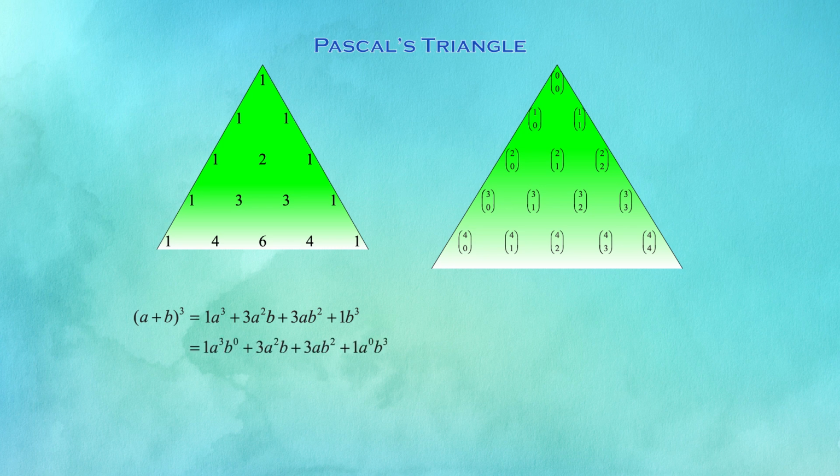1a cubed times b to the 0 plus 3a squared b plus 3ab squared plus 1 times a to the 0 times b cubed. And the pattern for b is that it starts at 0 and increments by 1 until it reaches 3. So (a plus b) cubed gets its coefficients from this row of Pascal's triangle, and a starts with a power of 3 and then a squared, then a raised to 1 and finally a raised to 0. B, on the other hand, starts with a power of 0 and then b raised to 1, then b raised to 2 and finally b raised to 3.